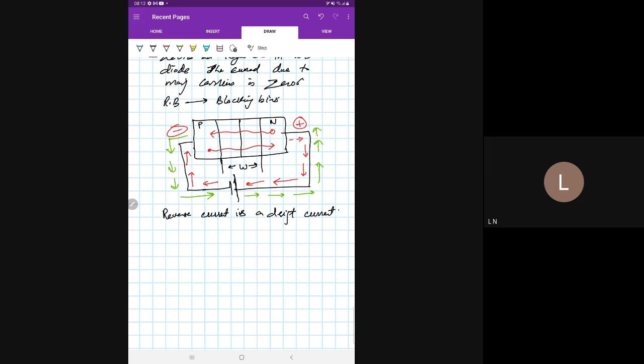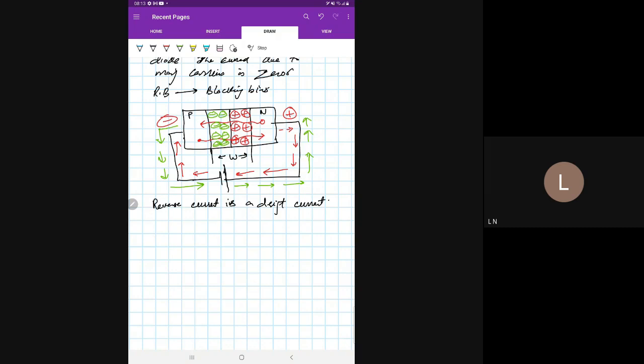is forced to cross the junction, because we know that in a wider depletion region on the N side, we have a positive immobile charge. Similarly, we have a negative immobile charge on the P side. Despite such a large barrier, under the influence of the external electric field, these minority carriers are forced to cross the junction. So they are drifted across the junction. So reverse current is a drift current.